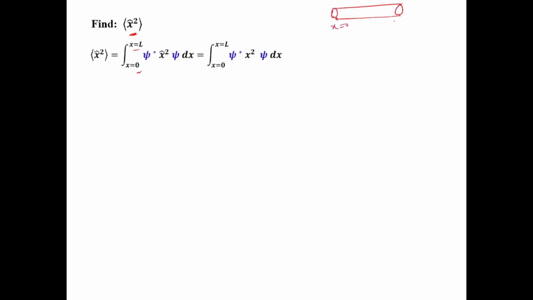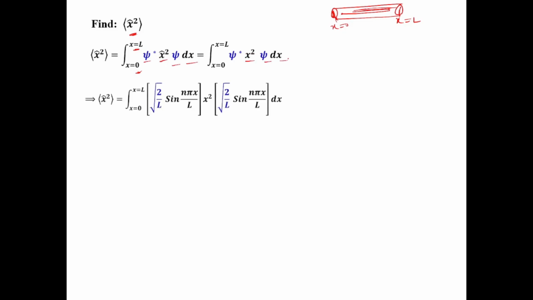dynamics, that the particle is moving from x equal to 0 to L. Okay, from 0 to L, the length is L. So the lower limit will be 0, the upper limit will be L, psi star x square psi dx. So here x cap is your x, so it will be x square psi dx. We have to just substitute the psi star value already given in the question.